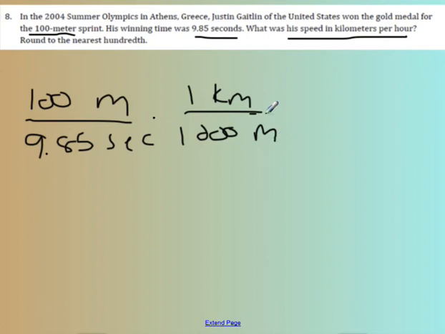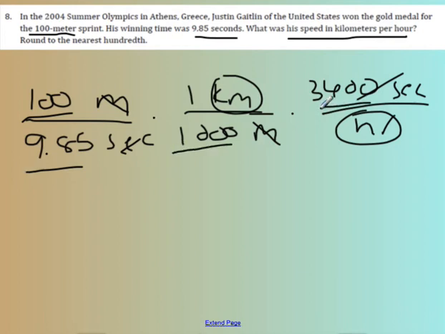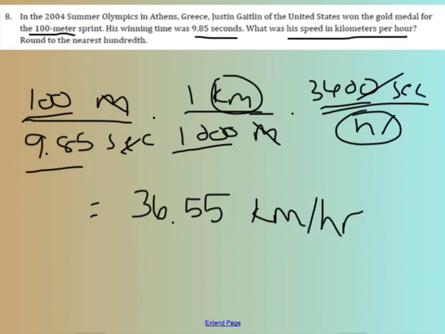And now I want to take seconds and convert it to hours. So I need to ask myself, how many seconds are in an hour? Well, there's 60 minutes in an hour and 60 seconds in a minute. So 60 times 60 is going to give us 3,600 seconds per each hour. So our seconds cross out and our meters cross out, and we're left with kilometers per hour. So we have 100 divided by 9.85 divided by 1,000 times 3,600. So you end up getting that he was running 36.55 kilometers per hour. Now I know some of these word problems can be tricky, so make sure you ask me for help in class as well.